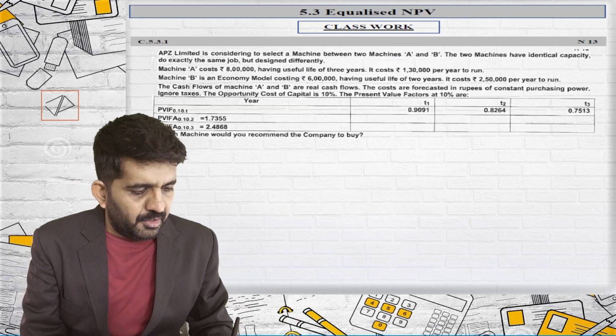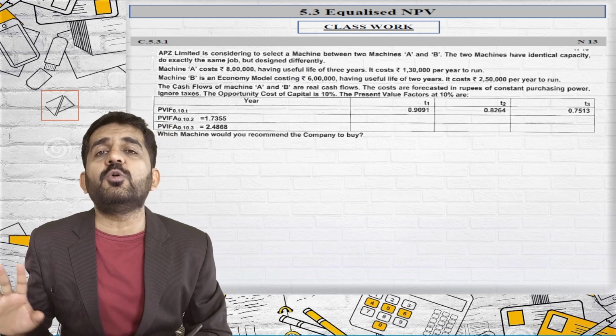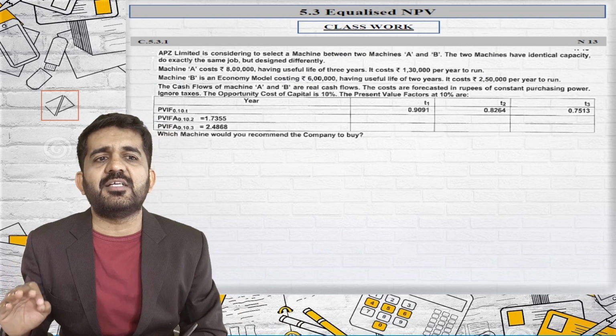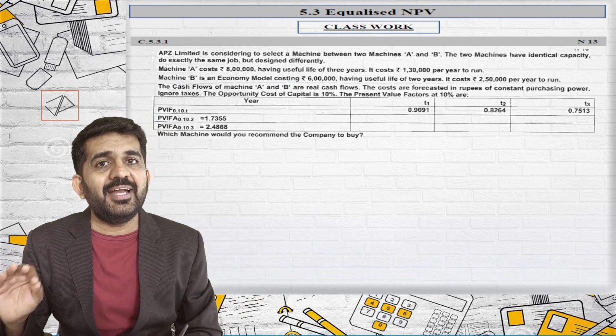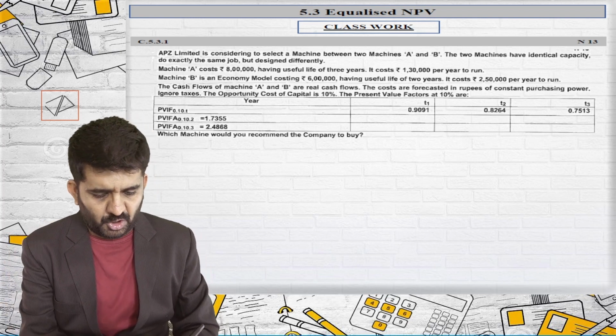See, in this equalized annual NPV, till now, whatever questions are asked, always it is asked in such a manner that there are only cash outflows. There are no cash inflows. Let us solve this.